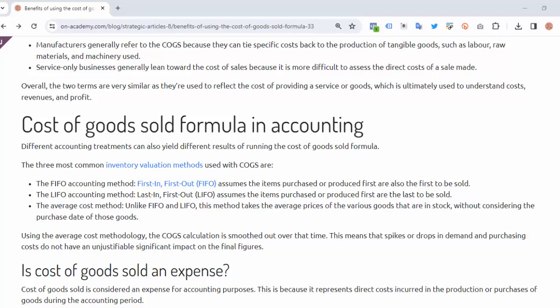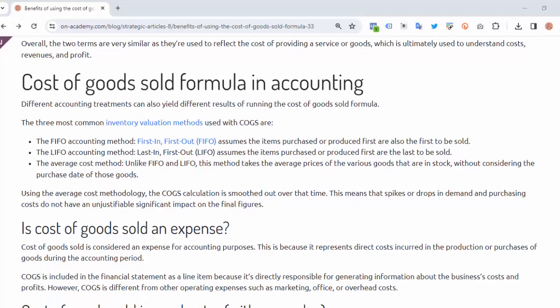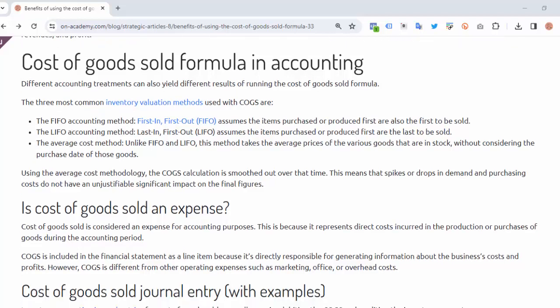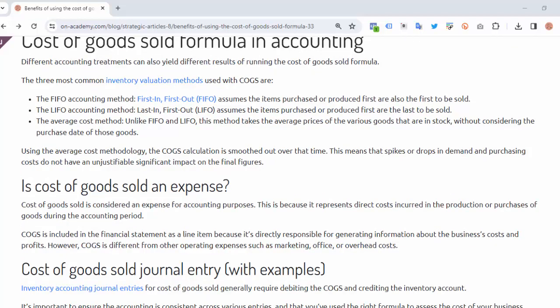Is cost of goods sold an expense? Cost of goods sold is considered an expense for accounting purposes. This is because it represents direct costs incurred in the production or purchase of goods during the accounting period. COGS is included in the financial statement as a line item because it's directly responsible for generating information about the business's costs and profits. However, COGS is different from other operating expenses such as marketing.